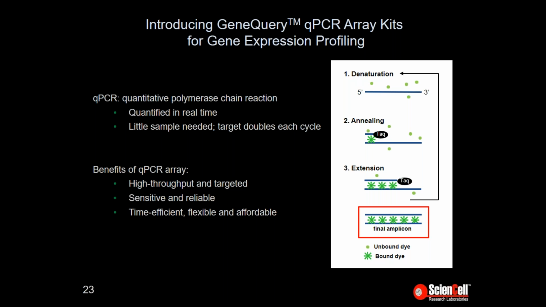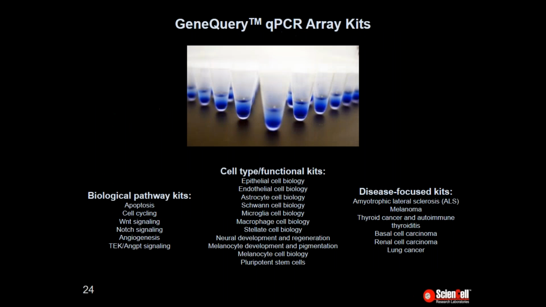In addition, qPCR is quick, sensitive, and a lot more affordable than other high-throughput methods, and is why we selected it for our Gene Query arrays. Aside from basic reagent and apparatus costs being less expensive, the sample concentration requirements for qPCR are much lower due to qPCR's sensitivity.